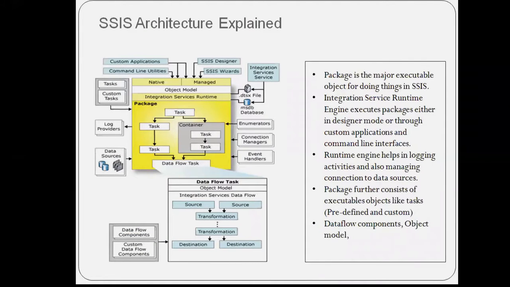So this is the SSIS architecture on your screen. The main components which we see here in the top layer, in blue color, are the custom applications, command line utilities, SSIS designer, SSIS wizards, and integration services. Now, custom applications means you can write some scripting, .NET scripting or ASP scripting, and that can be used here. That's one of the components which falls in SSIS.